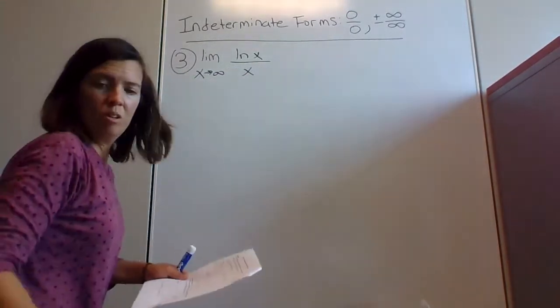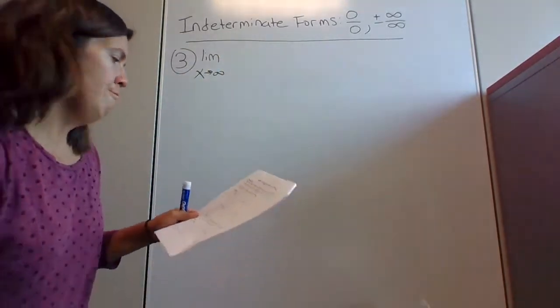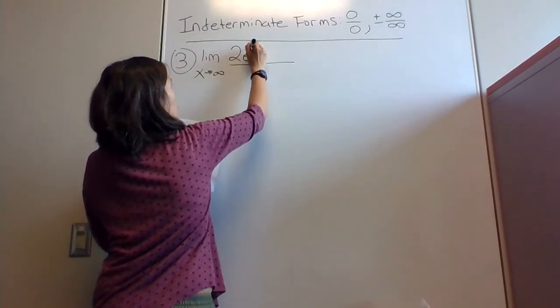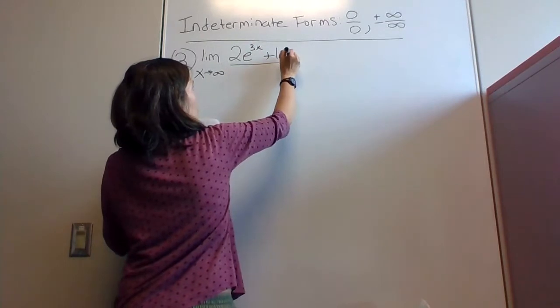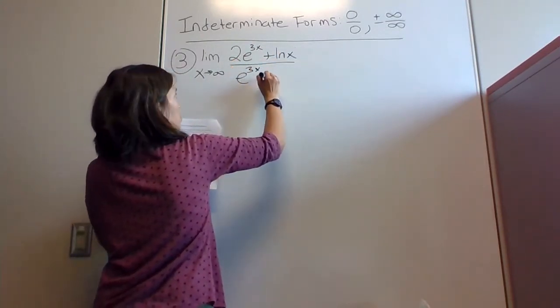Okay, so the limit as x approaches infinity of, this numerator is 2e to the 3x plus natural log of x. The denominator is e to the 3x plus x squared.